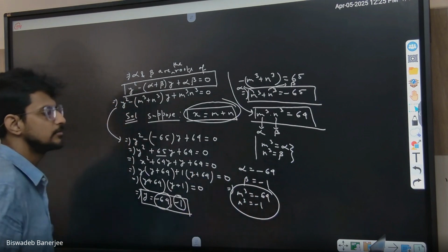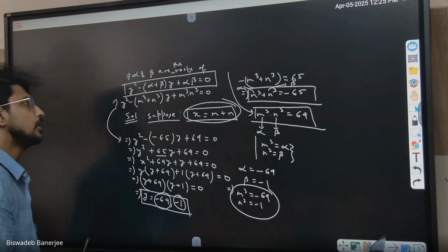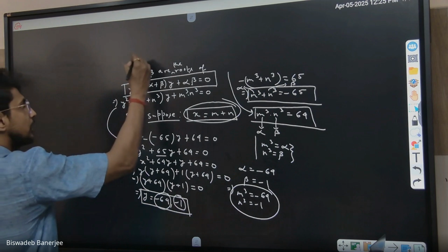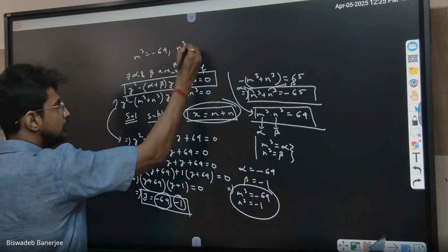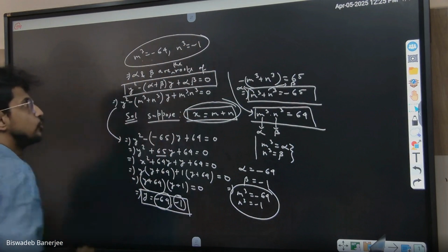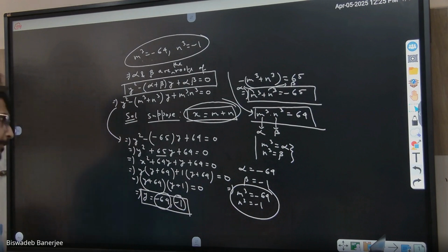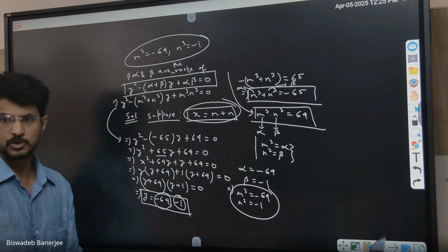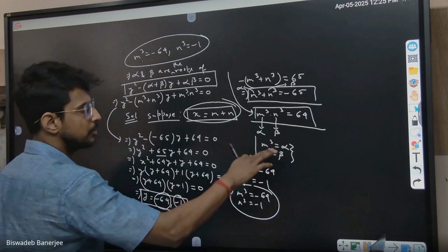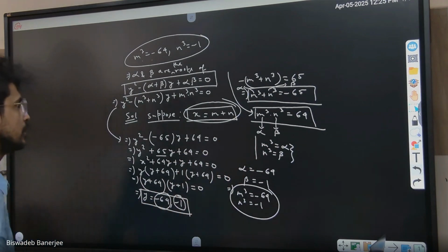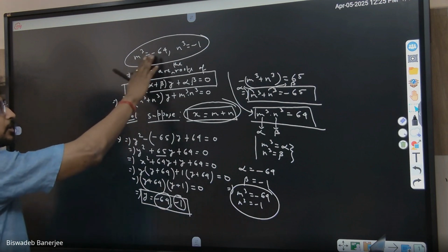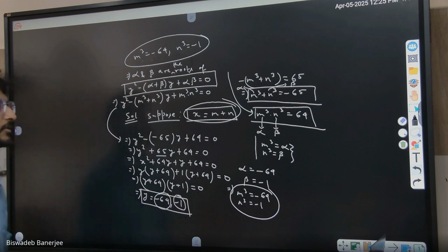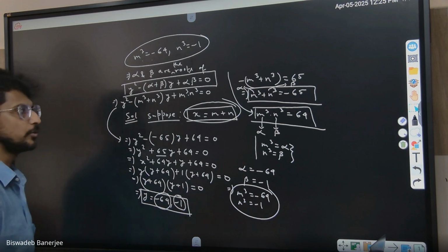So my m cube is minus 64, and n cube is minus 1. Because these are my roots, and the roots are alpha and beta. We have assumed the roots are alpha and beta, where alpha is m cube, beta is n cube. So this is a very, very important part. My roots are m cube and n cube, and my m cube is this, my n cube is this.